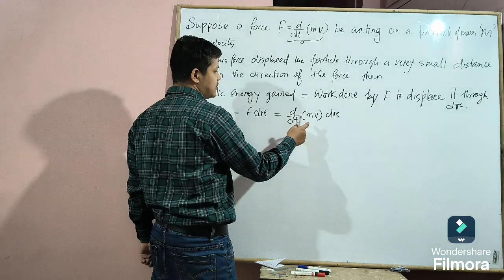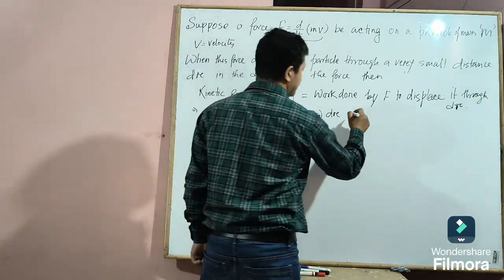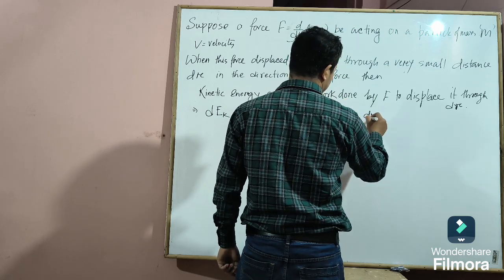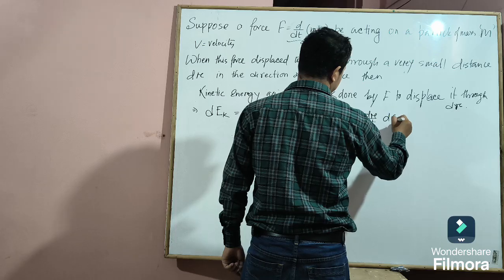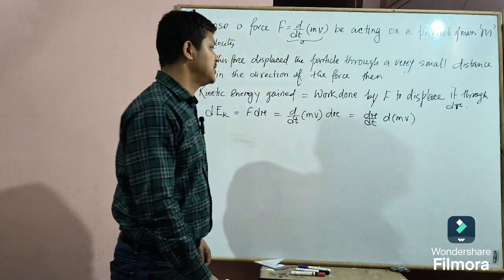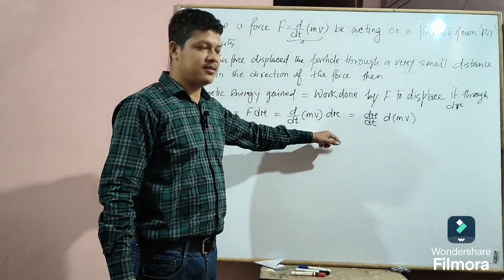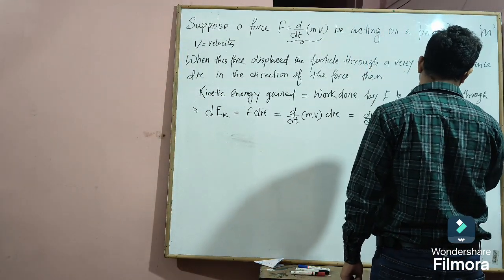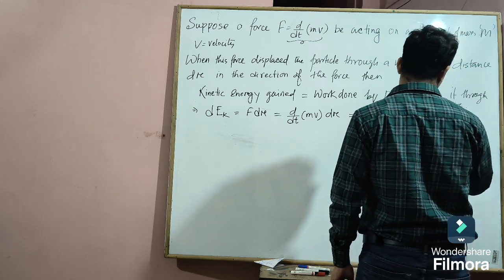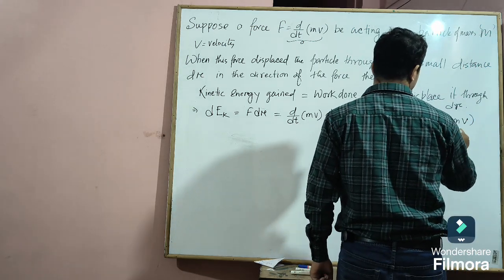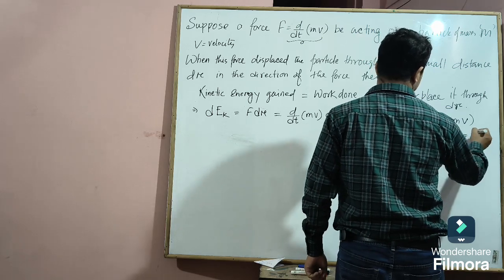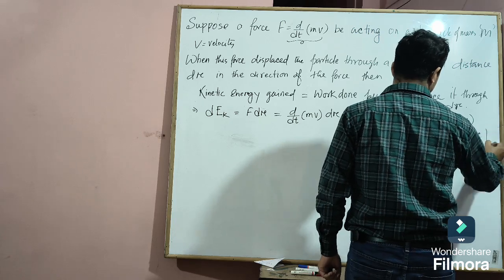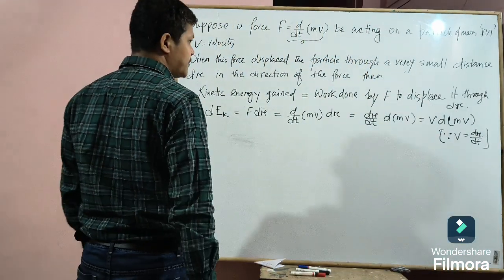Now what we can do here, we can write dr by dt and d(mv). We can write it that way. And dr by dt is nothing but the velocity v. So we have got v into d(mv). That's what we have got, since v is simply dr by dt. Hope it's clear to you.